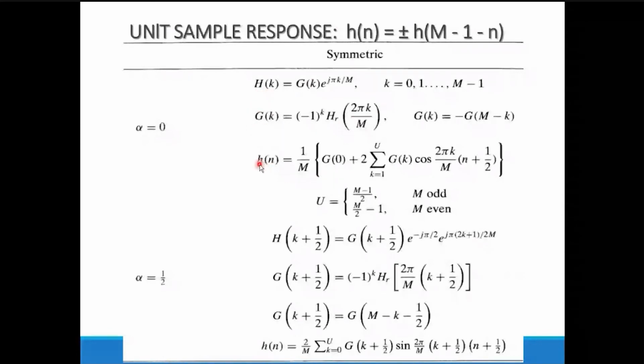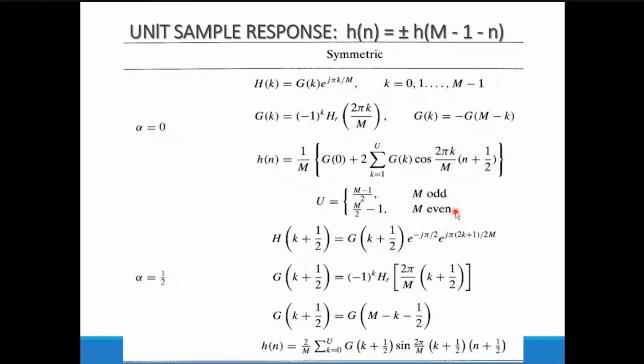That can be calculated with this equation: 1 by m, g0 plus twice the summation from k is equal to 1 to u of g of k cos 2 pi k by m times n plus 1 by 2. Whatever this upper limit u is, that can be calculated as m minus 1 by 2 if m has an odd value, and m by 2 minus 1 if m has an even value.